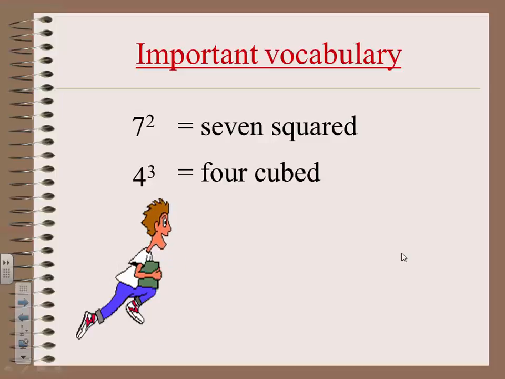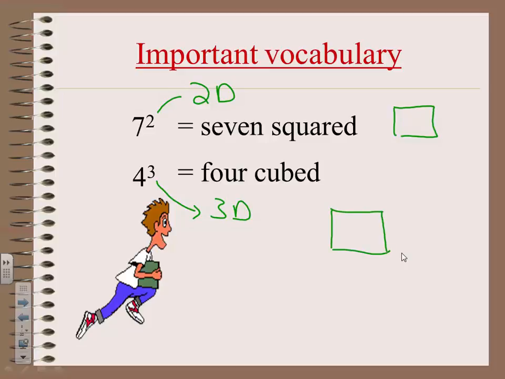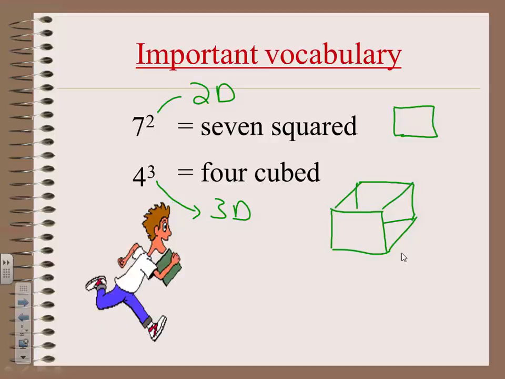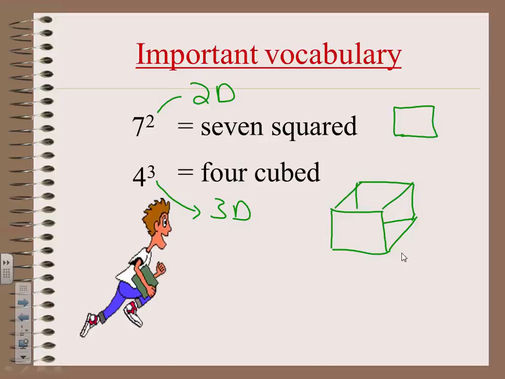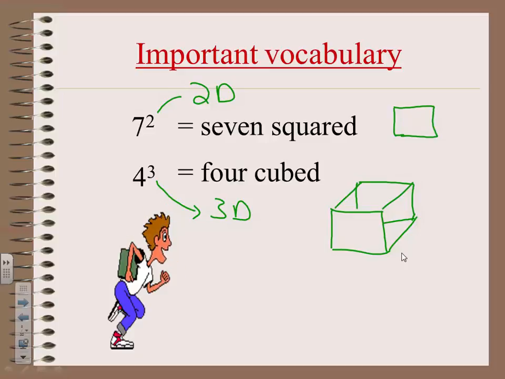Remember from class, the 2 we talk about describes things that are two-dimensional, like a square. Okay? The 3 talks about things that are three-dimensional. If we take that same square and we can make it a cube. So that's the difference between two-dimensional and three-dimensional.